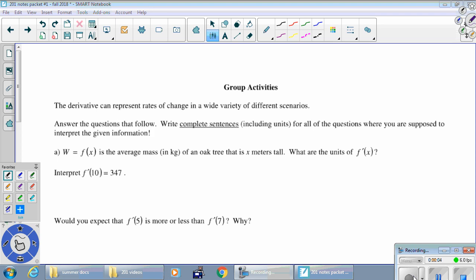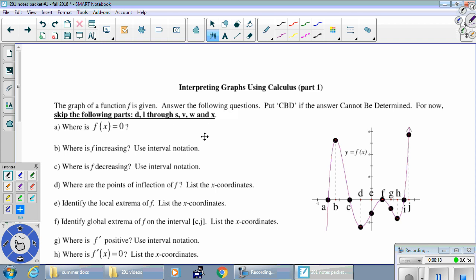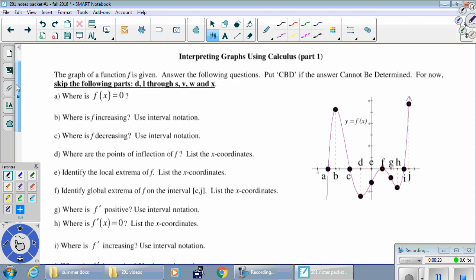Lesson 10 activities. There are actually 2 activities here, and I'm not going to go over the first one in this video. Essentially, I would just be reading the answer key from the next page. So if you have any trouble with the activities on this page, just take a look at the answer key on the next page. And instead, I'm going to go through the interpreting graphs activity in this video.